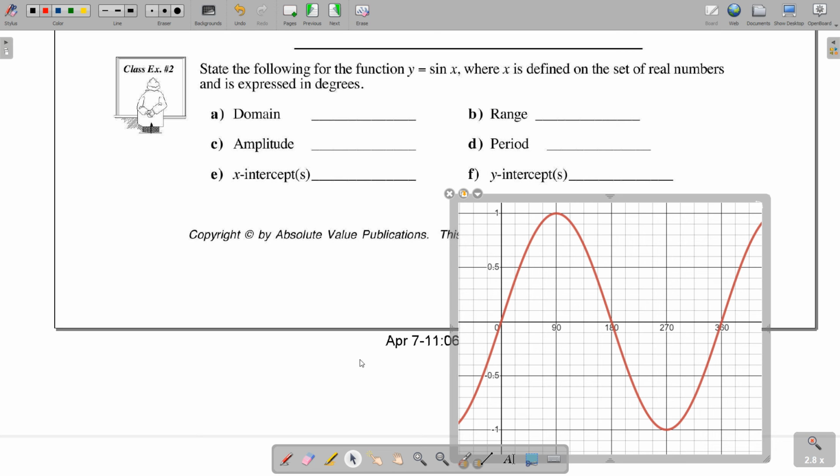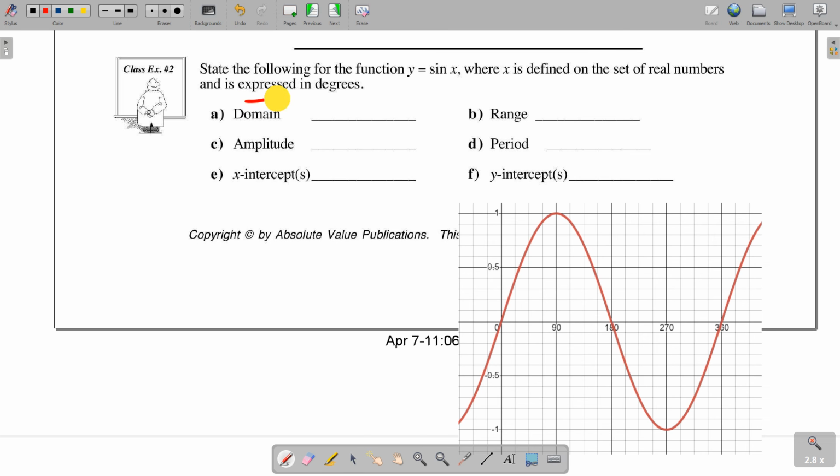The domain, by the way, is looking left and right. I guess I should get off red. Left and right, what values of x can go into sine? Those are degrees. Well, what angles can you have? Guess what? It could be anything.